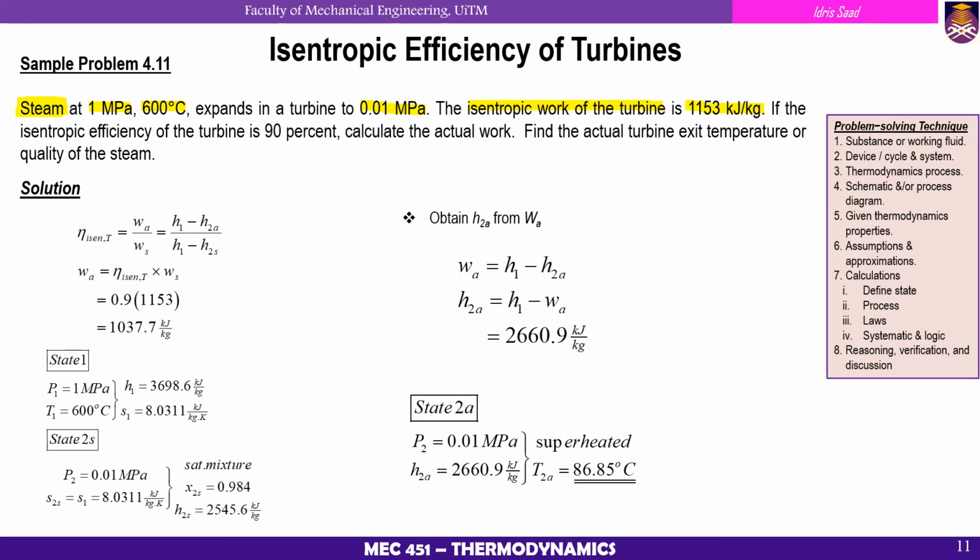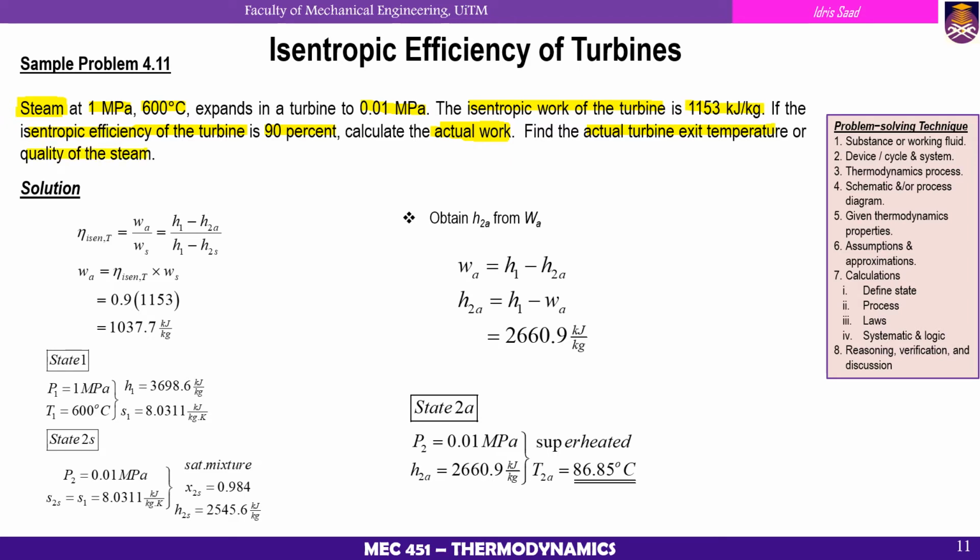If the isentropic efficiency of the turbine is 90%, it is already given to us, then we have to calculate the actual work. Also, the question asks us to find the actual turbine exit temperature. Exit is state number 2, or the quality of the steam.